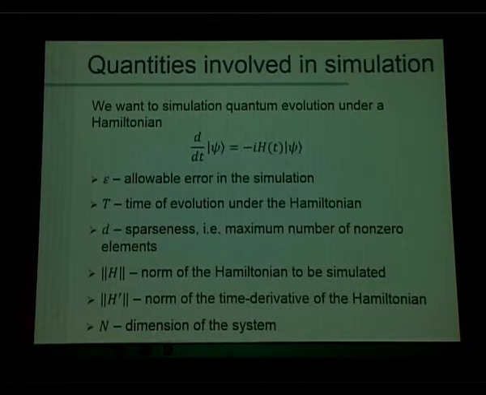So this is the sense in which it's giving you an exponential speed up. But what we're focusing on in this work is actually the allowable error in the simulation, and what we find is we actually get an exponential improvement in terms of the allowable error over previous work. And there's also a number of other quantities which are of interest, and in particular there's the norm of the Hamiltonian to be simulated, as well as norms of time derivatives of the Hamiltonian. And we also find improved scaling in that quantity.